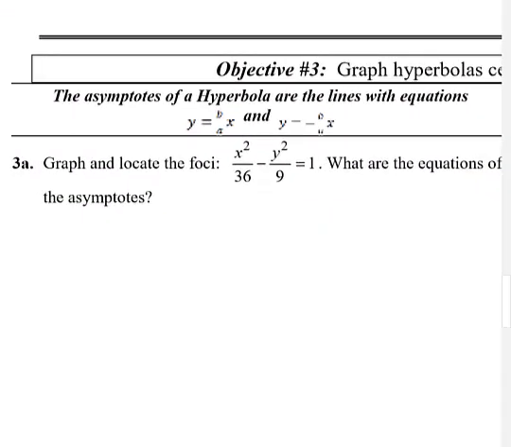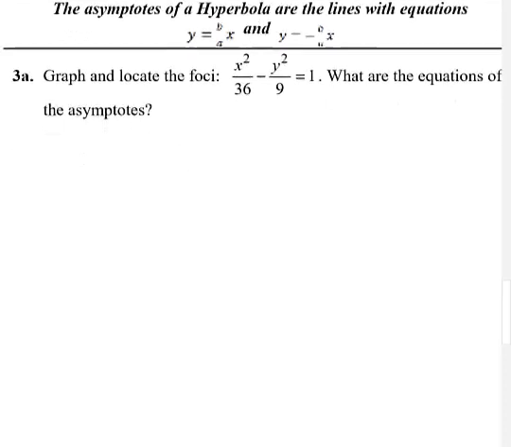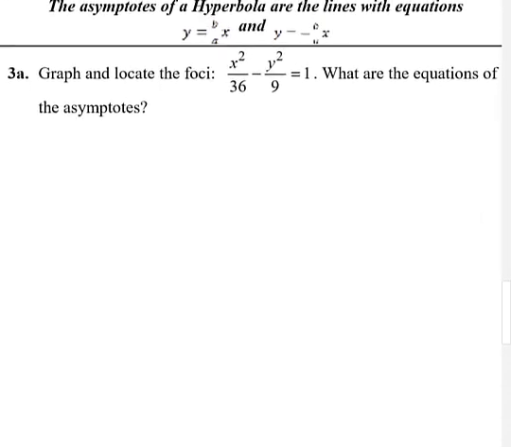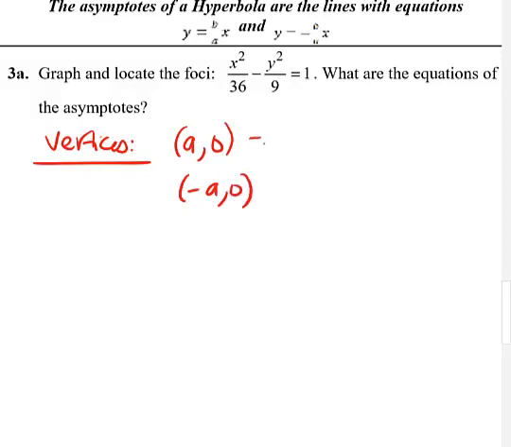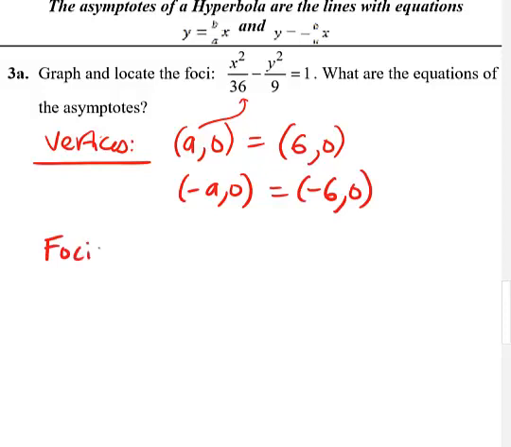All right, now, at this point, we're going to involve the asymptotes we were talking about. So we're going to graph and locate the foci. What are the equations of the asymptotes? Okay. That means we need a lot more information. The vertices. This is the horizontal type, so the vertices will be a comma 0, negative a comma 0. a is the square root of the number below x, so 6, and negative 6. So we know where the vertices are. They want to know where the foci are, so we'll look for that. That's supposed to be at c comma 0, negative c comma 0.